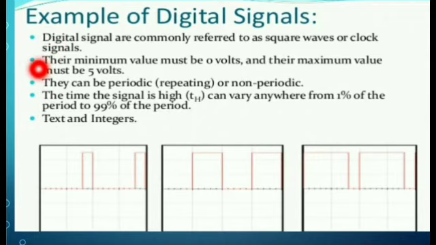Their minimum value must be 0 volts and their maximum value must be 5 volts. They can be periodic or non-periodic. The time the signal is high can vary anywhere from 1% of the period to 99% of the period, and the text and integers. These are the examples of digital signals.